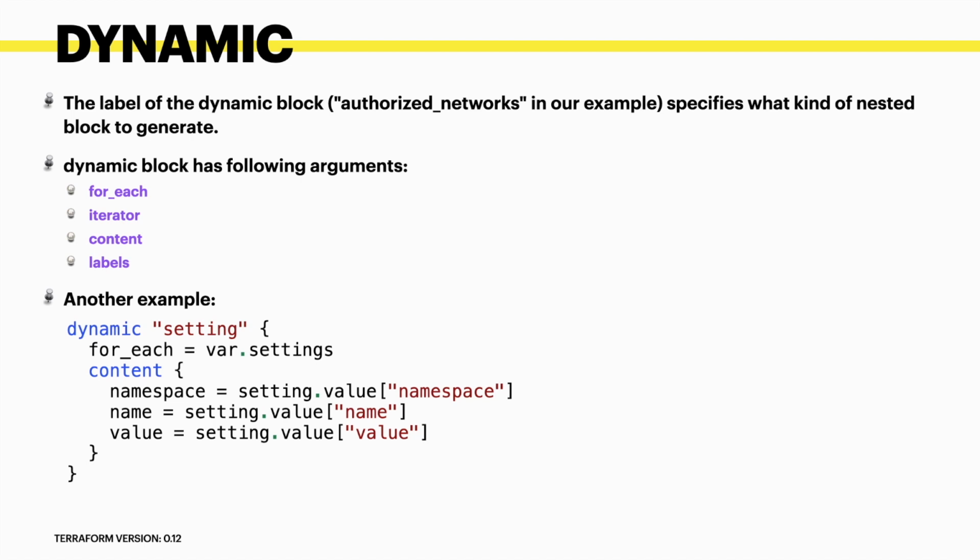The iterator argument is optional. If it is assigned, it represents the current value of the element. But if it is not assigned, it will pick the label as the default iterator. In our example, if we had not assigned iterator equal to apps, it would have considered the iterator to be authorized_network. Content is the block which defines the body of the generated block. Labels is a list of strings that specifies the block labels to use for each generated block.